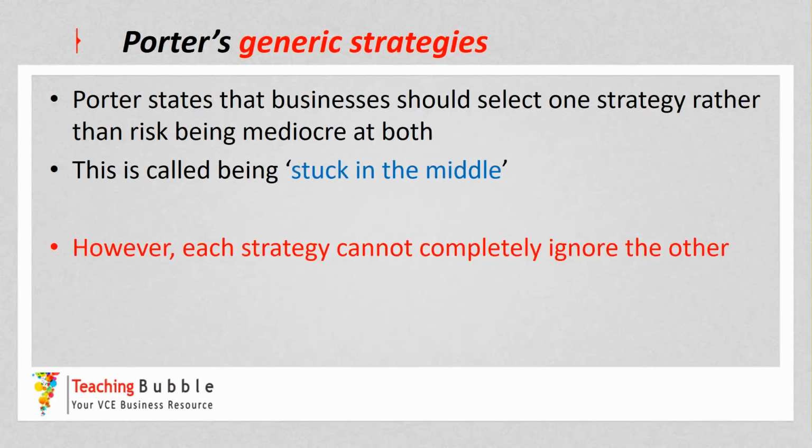Now, Porter states that a business should only look to implement one of the generic strategies and not implement both. He says that businesses that look to implement both of the strategies risk being mediocre at both, and he calls that being stuck in the middle.